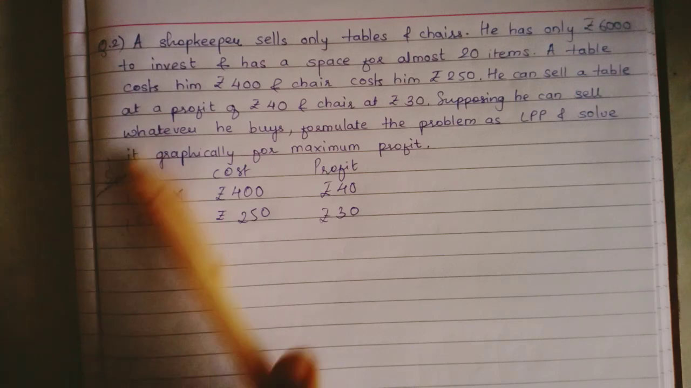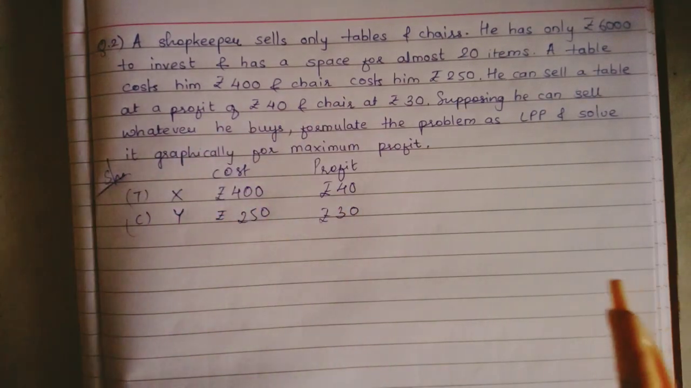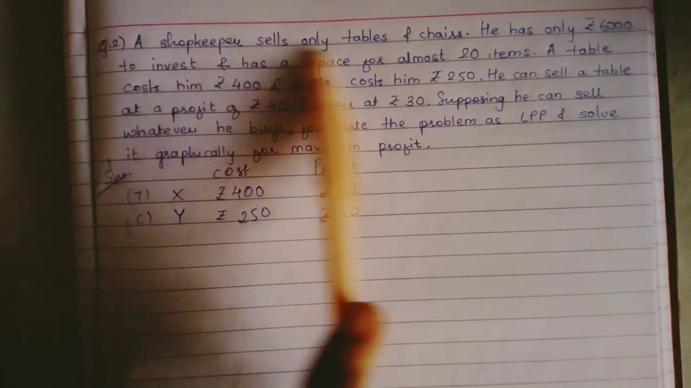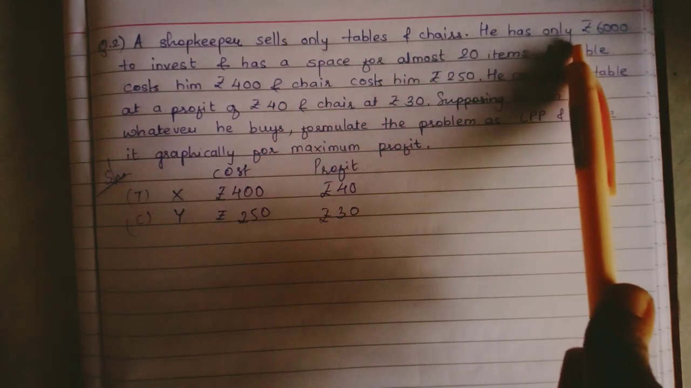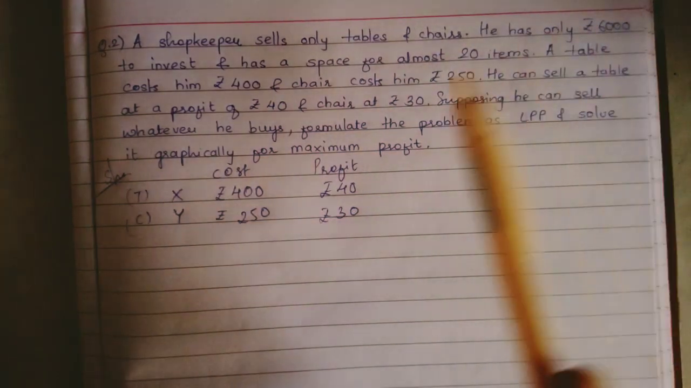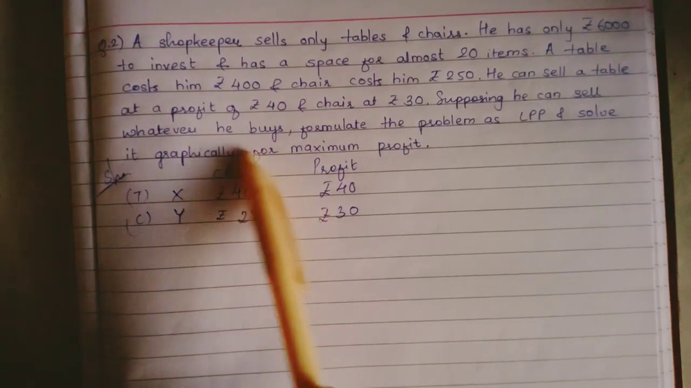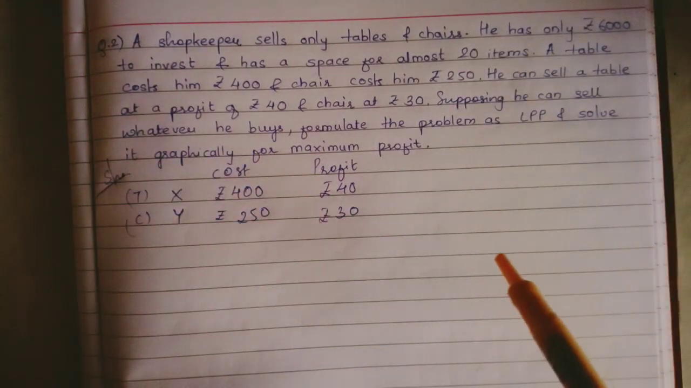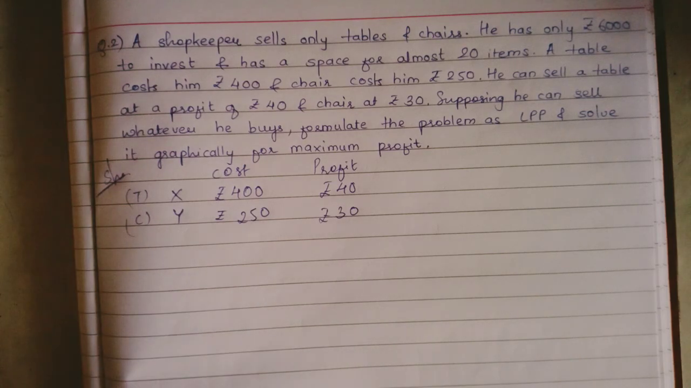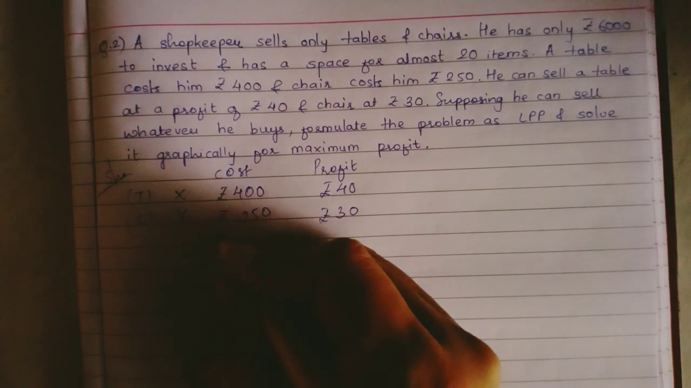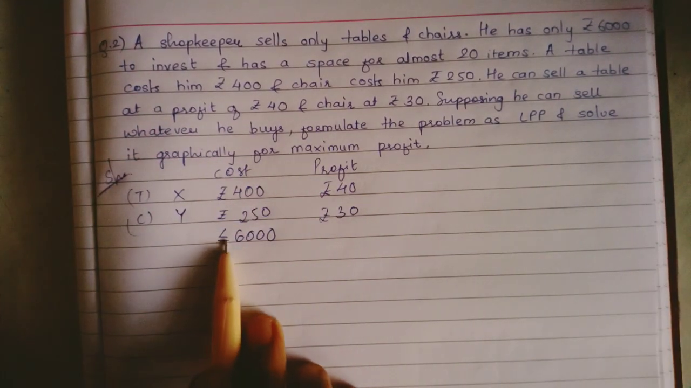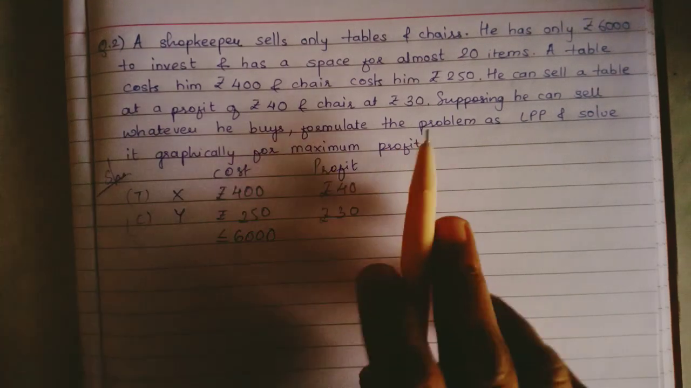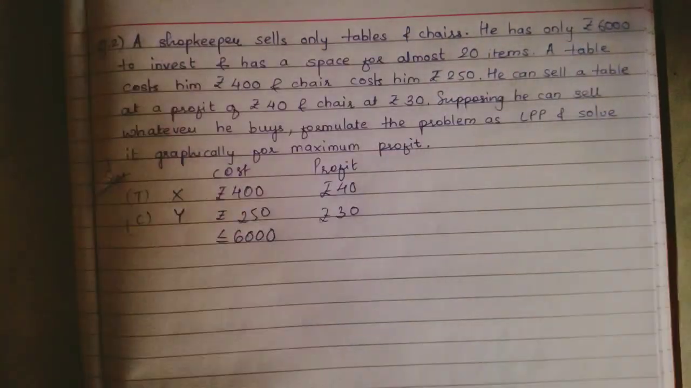So we have to write this in the form of LPP. So first you have to write it in the form of equation. Now first sentence you see, a shopkeeper sells only tables and chairs. He has only rupees 6000. Now whatever he sells, he has only 6000, so this much money he can take. So 6000, so less than or equal to, because more than that is not there.